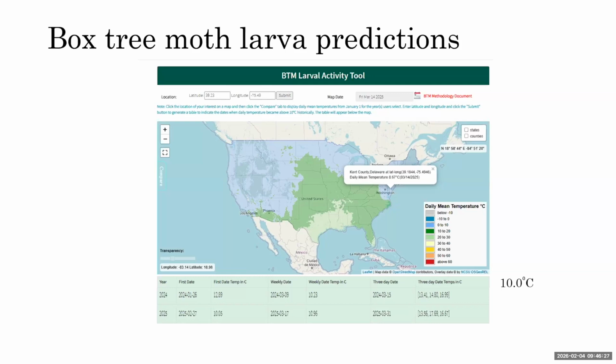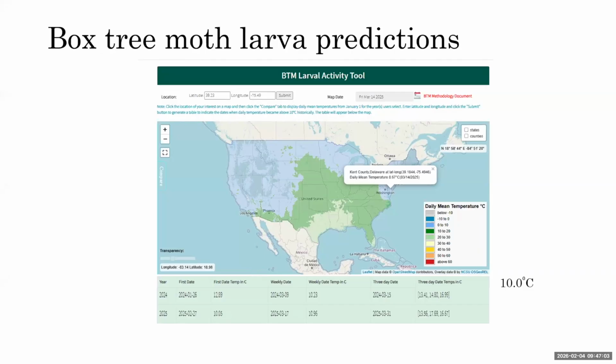And that's a week prediction where we're going to have consecutive days of 10 degrees centigrade in a row. When it occurred was March 15th that week in 2024, and then March 31st in 2025. So basically, this is suggesting we're going to have caterpillar activity in March. So if you're growing boxwoods, scout your boxwoods, or if you're managing boxwoods in the landscape, scout them in March, because that's when those caterpillars are going to be coming along.